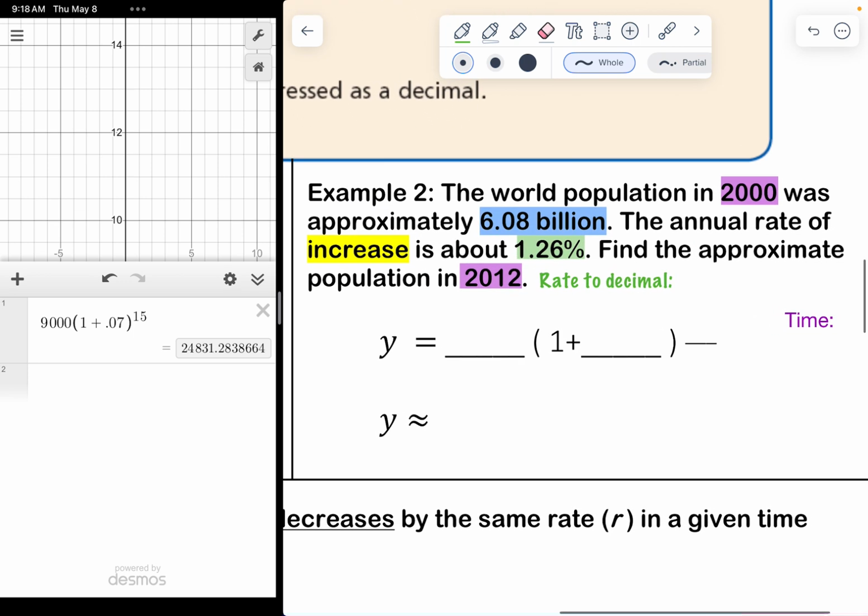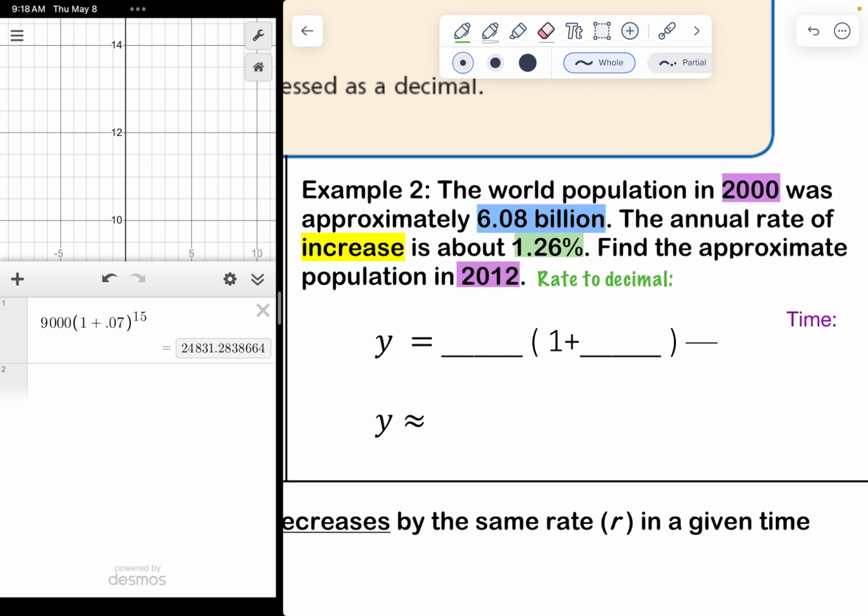Okay. Let's look at example number 2, kind of the same idea, but this time we're talking about population. In 2000, there were 6.08 billion people in the world. Our population is increasing about 1.26% each year, and we want to figure out the approximate population in 2012. So using this information, back in 2012, how many people were there? First thing I need to do, let's take that 6.08 and put it in our initial value spot, our first blank in our equation.